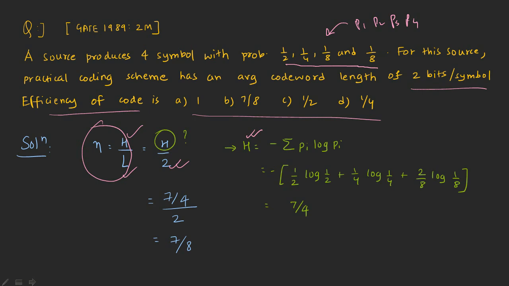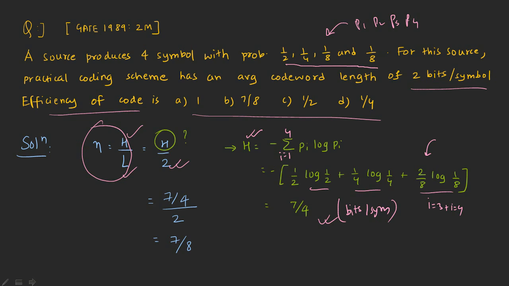H is equal to minus summation of i equal to 1 to 4, because we have 4 messages or 4 symbols, as you can see. So put that value, solve this, and the terms for P3 and P4 are clubbed and written down here in one term, and that's it. Once you solve this, you will get the answer as 7 by 4 bits per symbol. That was the unit.